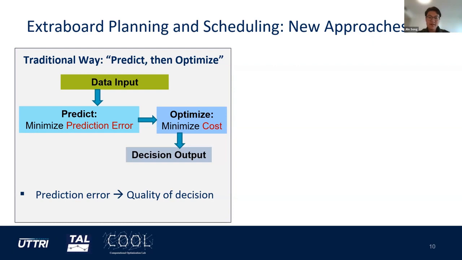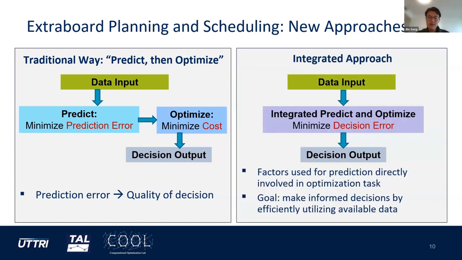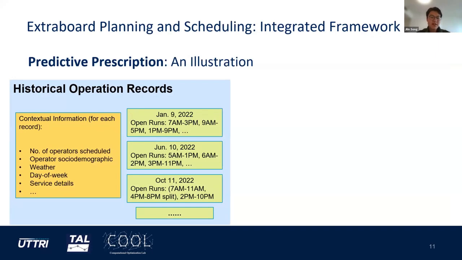can affect one another. So now we introduce a novel approach, which can be called integrated predict and optimize. The idea is that we want to have the factors used for the prediction directly involved in the optimization task. This kind of approach is very new. It has not been widely used in the transportation context. One very frequently cited framework is called predictive prescription, and I think it fits the problem description of Extraboard scheduling.